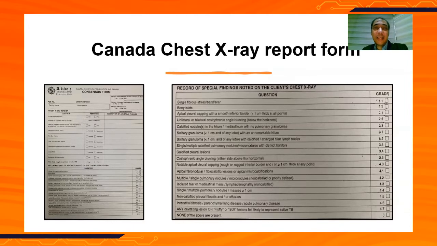Now, this is the Canada chest X-ray report form that we use, and listed are the abnormal lung findings and their corresponding grade. So we interpret the chest X-ray and mark the box based on the radiologic findings. Now a grade of 4 and above, up to 4.7, warrants sputum examination.